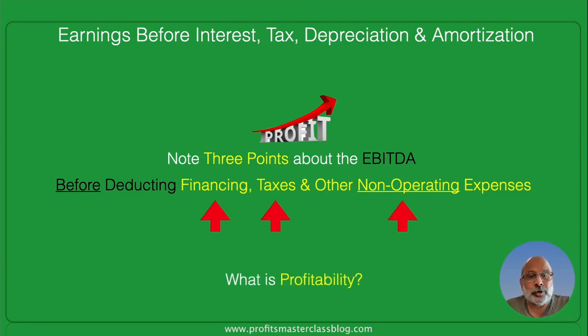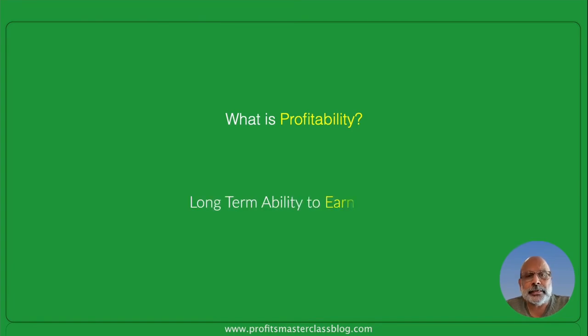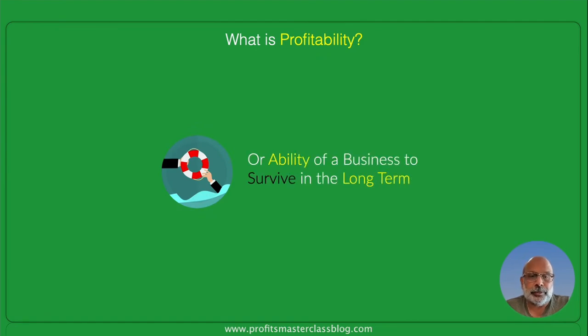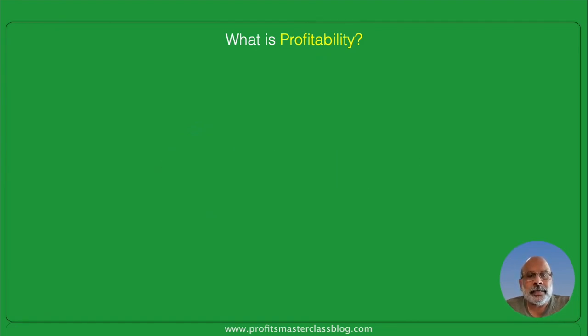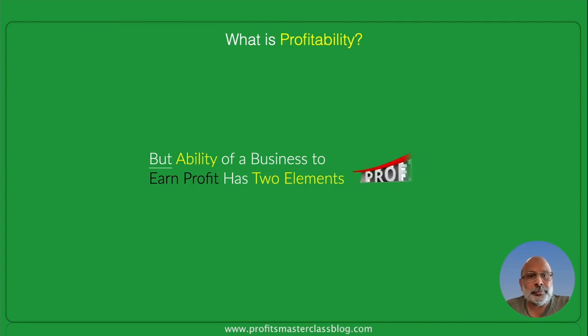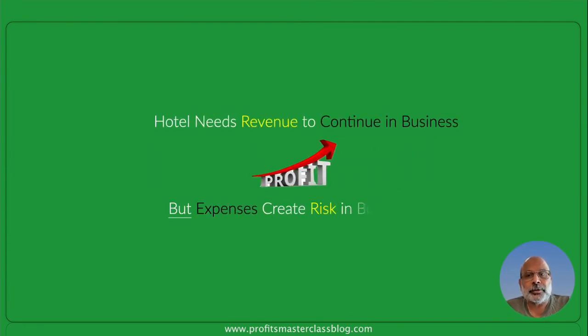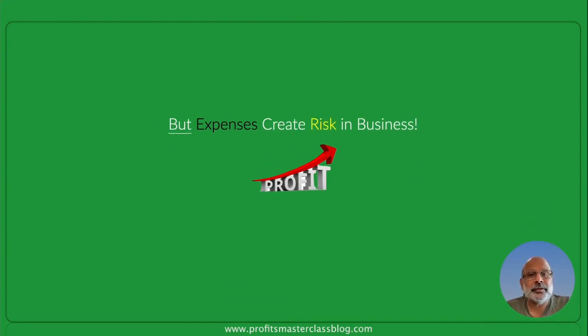But you may have a question. What is profitability in the first place? Well, loosely, you could term it as long-term ability to earn profit, or the ability of a business to survive in the long term, which is only by earning profits. But the ability of a business to earn profit has two elements to it. So one is the revenue and the other is the expenses. A hotel needs revenue to continue in business, but expenses create risk in business. So revenue minus expenses results in profit.